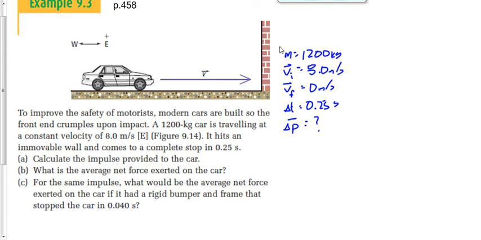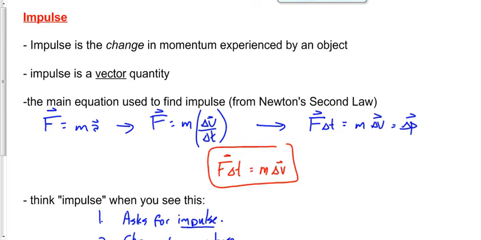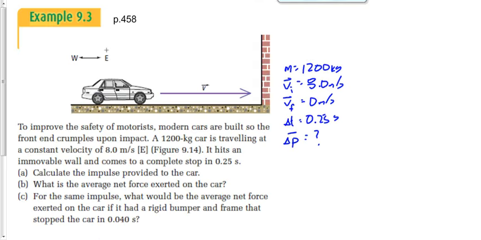Which one do you want to use? Remember, on your data sheet, it's got both: F times t and m times delta v. Which part of that are we going to use? We know it's an impulse problem. Now we can just look at our givens and decide that it makes more sense to use m times delta v.